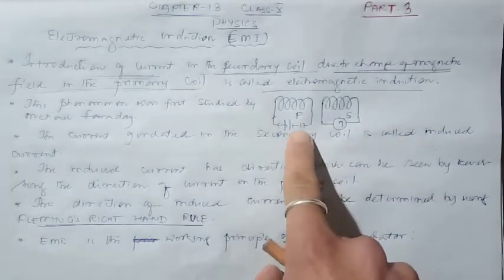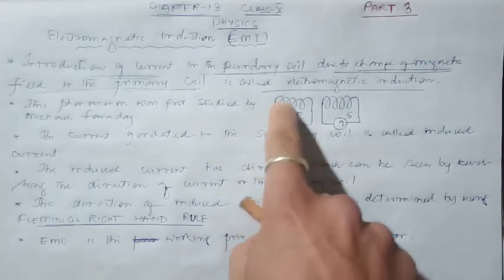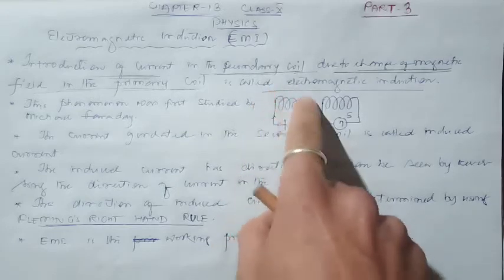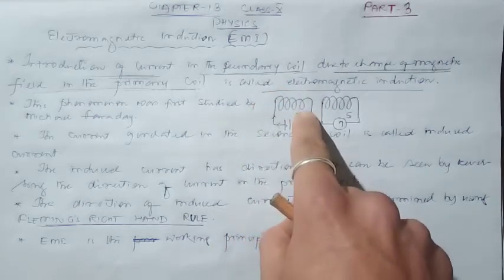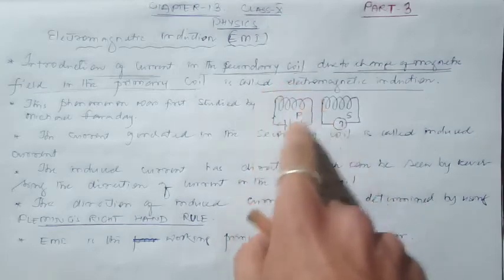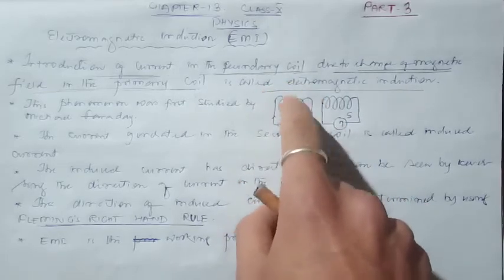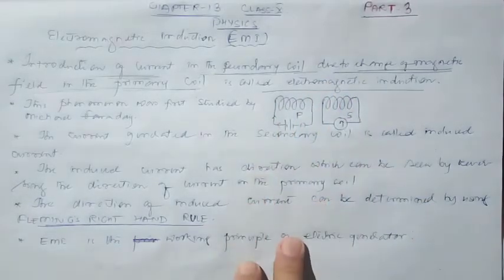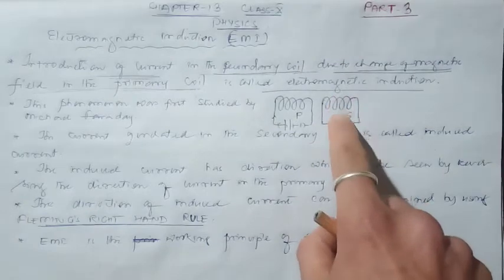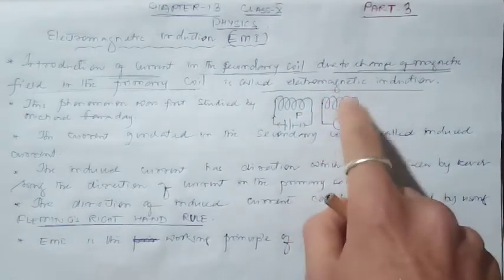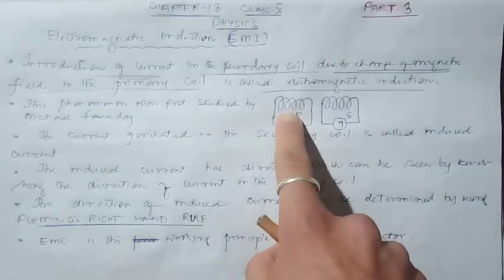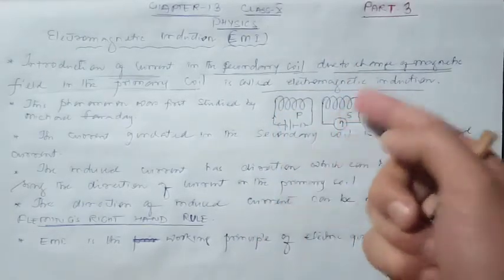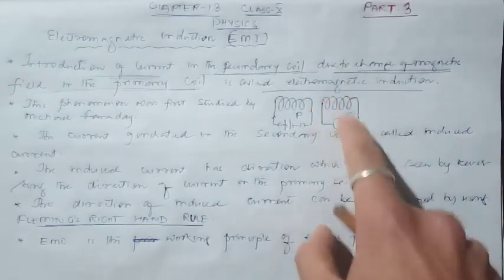If I plug the key in this primary coil, what happens? The current starts flowing through this coil. And you know, students, when the current flows through the coil, the magnetic field starts developing around this coil. Because of this magnetic field, it starts linking with this coil. And what the scientists found is that if the magnetic field linked with this coil starts changing, either increasing or decreasing, the current flows through it.